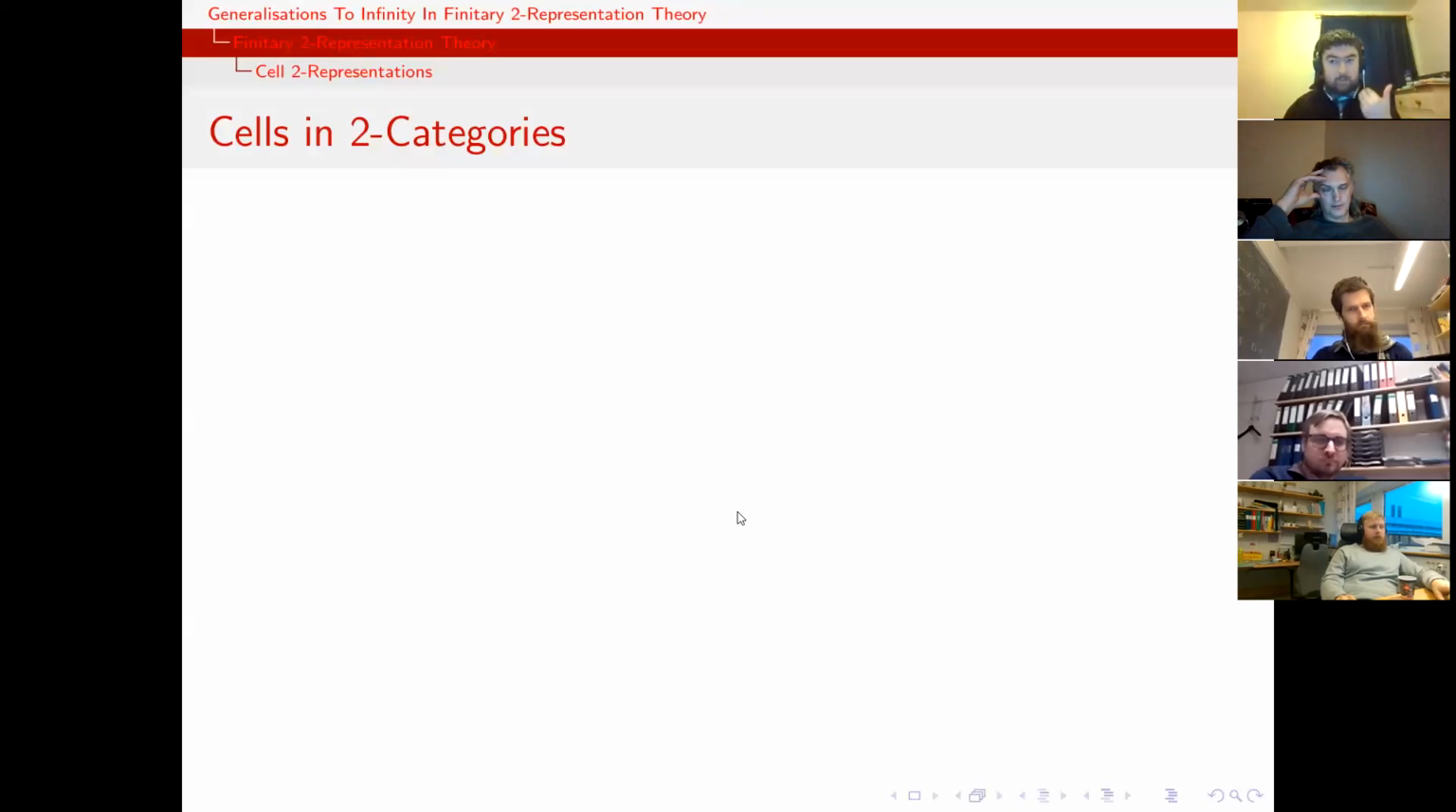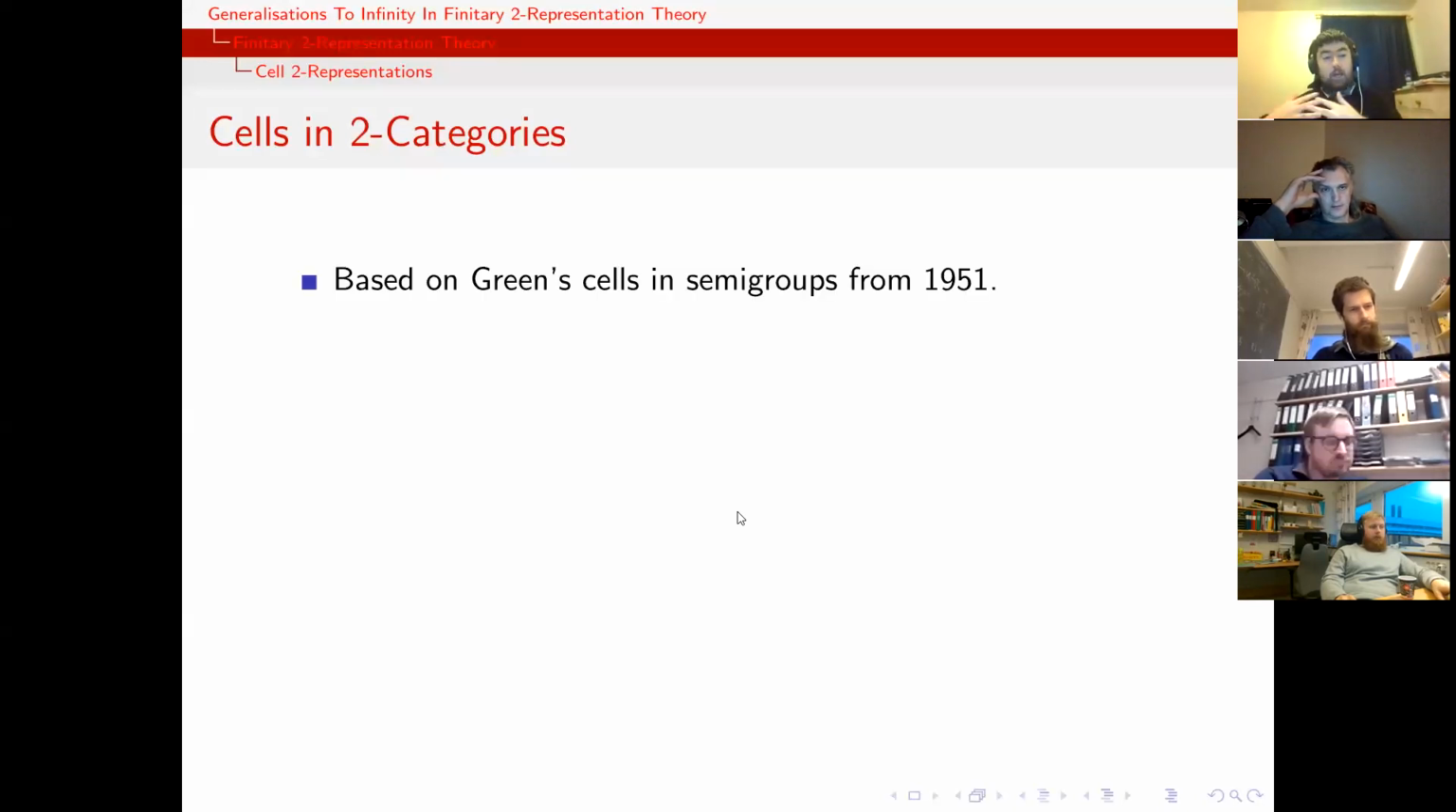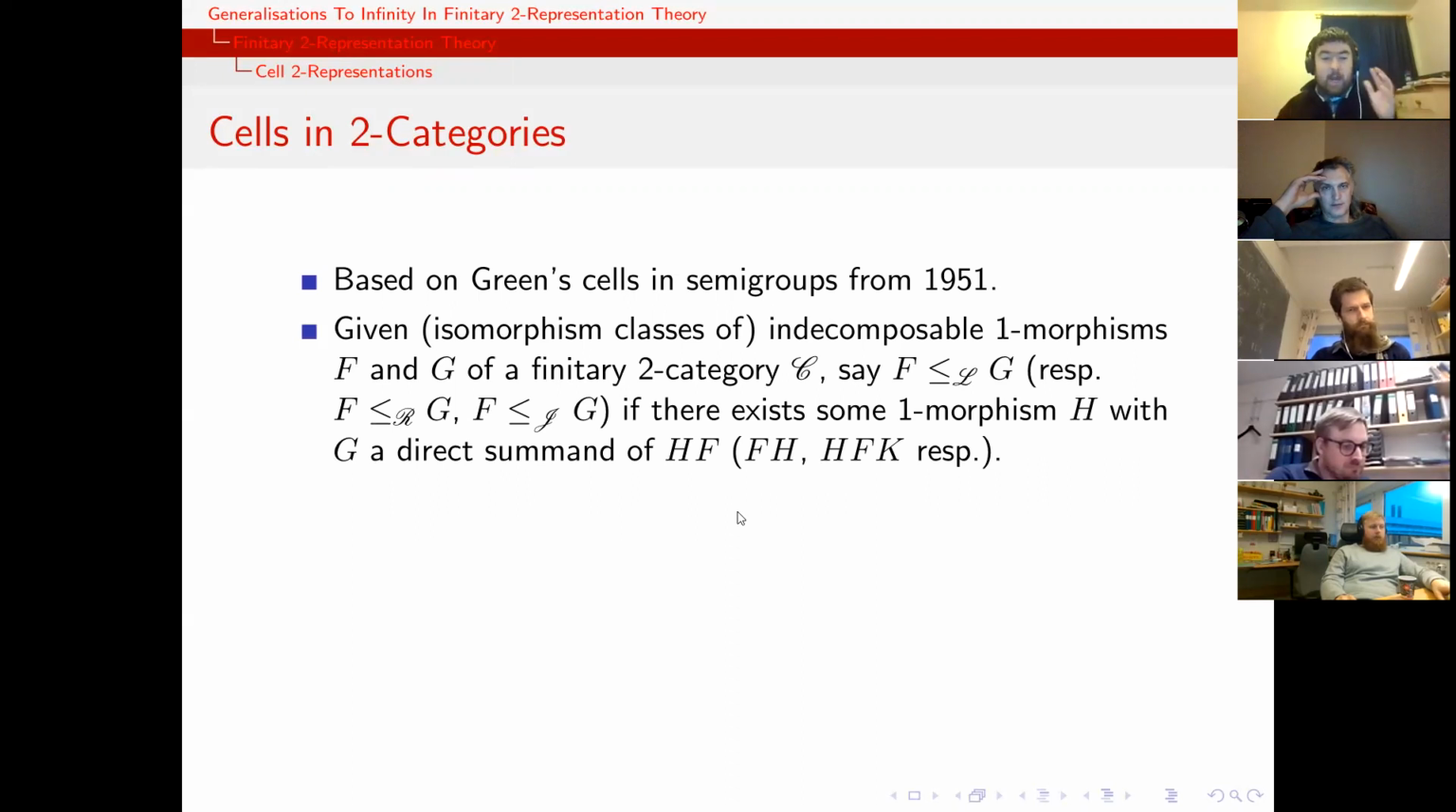So we have this concept of cells in two-categories, which are based on Green's cells in semigroups from back in 1951. The basic idea is, if we have two isomorphism classes of indecomposable one-morphisms, we generally, in notation, ignore that these are isomorphism classes. So we have F and G in a finitary two-category. We say that F is below G in the left order, or we also have right order and two-sided order, when there exists some one-morphism H where G is a direct summand of HF. Respectively, for the right order, that would be FH. For the two-sided order, HFK.